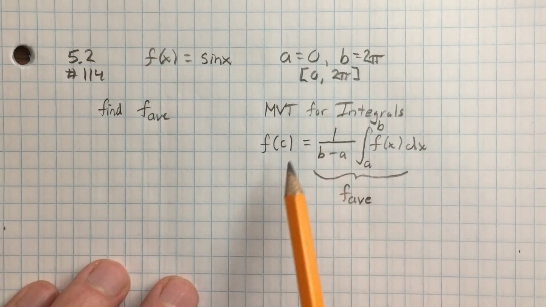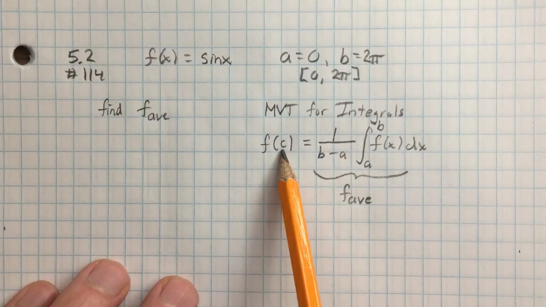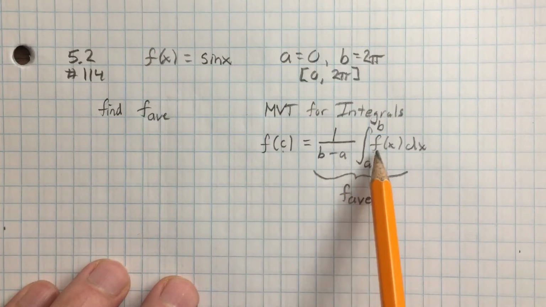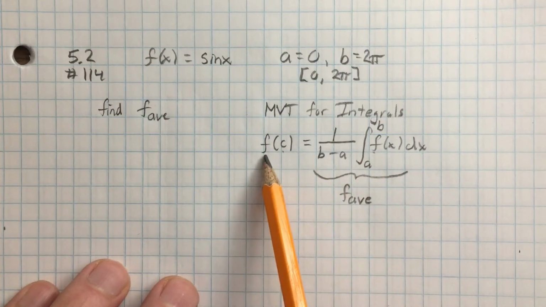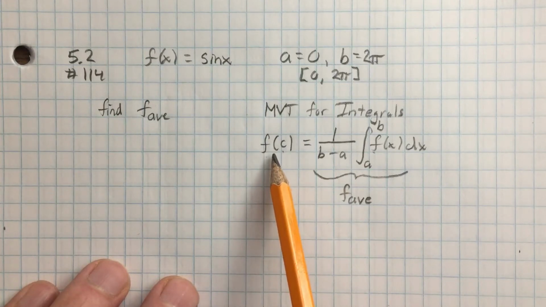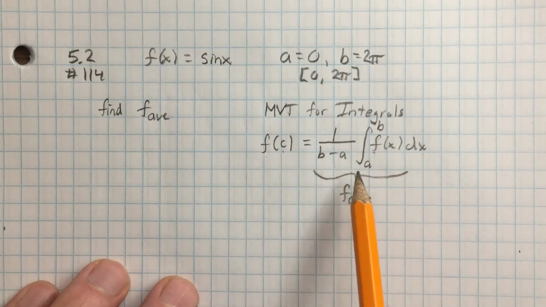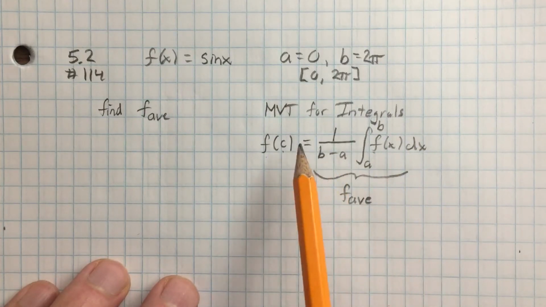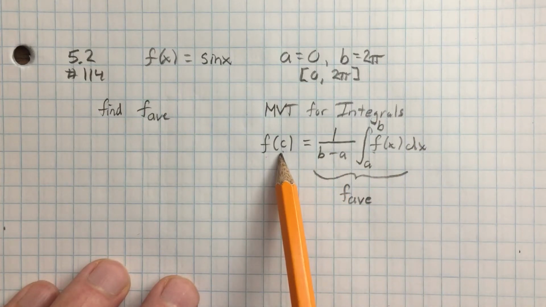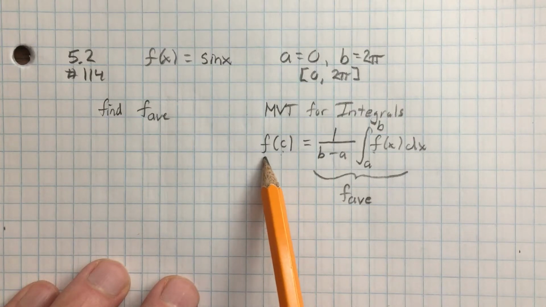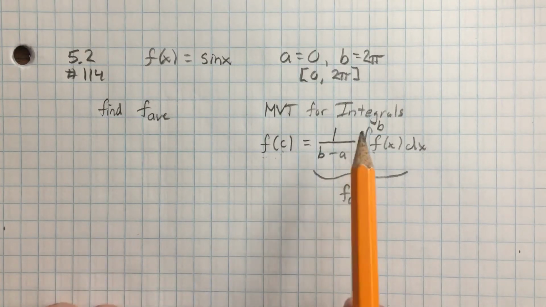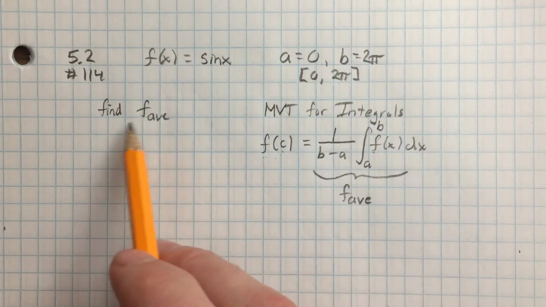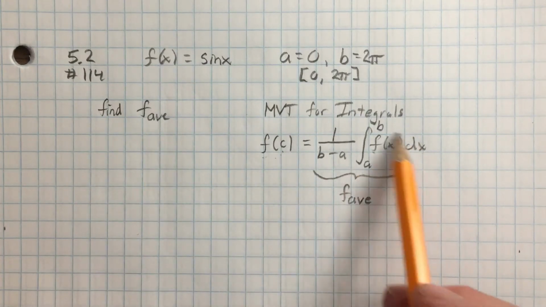And for a continuous function, there will also be a special value c, at least one, it could be more than one, but there'll at least be one, that causes the function itself to be the same somewhere as its own average value. So there's two things going on here. There's the average value of the function, and then in special case for a continuous function, there'll be a number that causes the function to evaluate to its own average value. So when it says find f average, it means compute this integral.